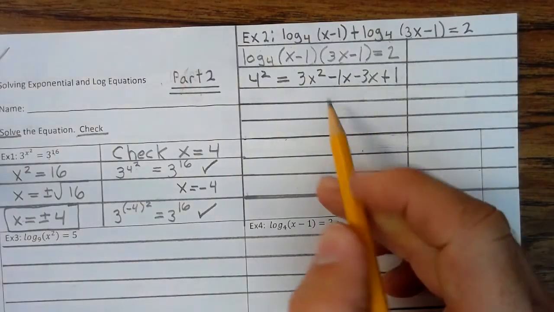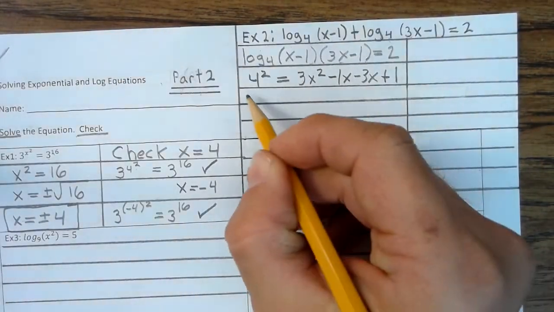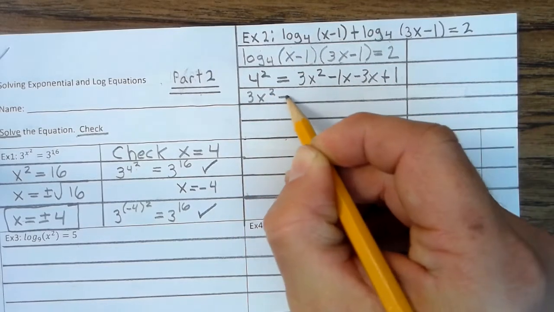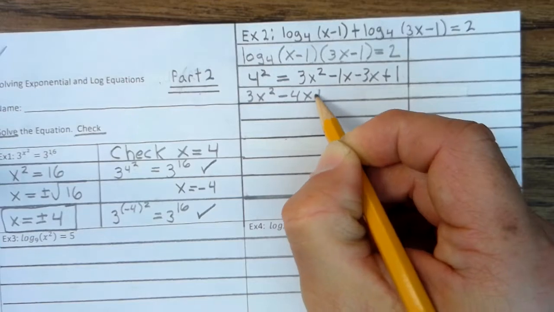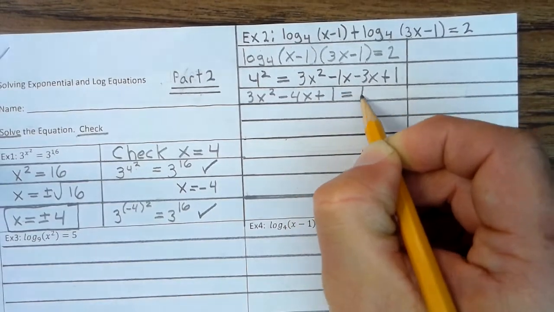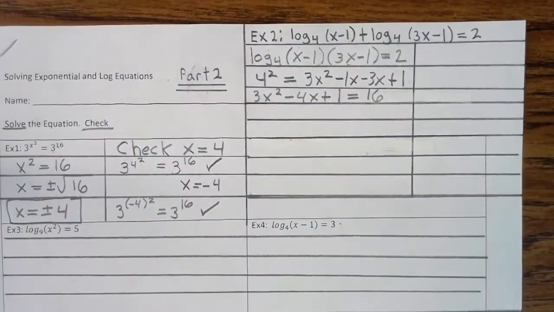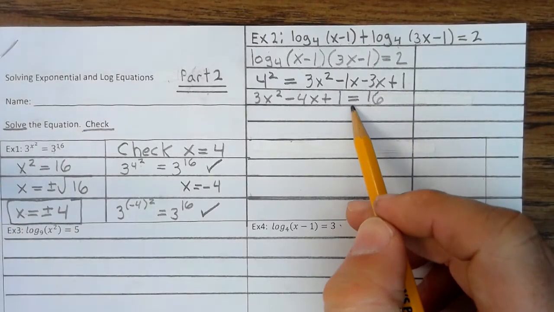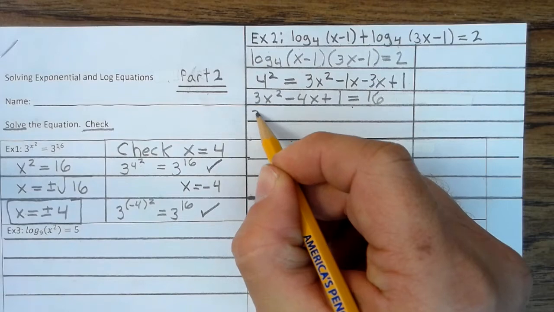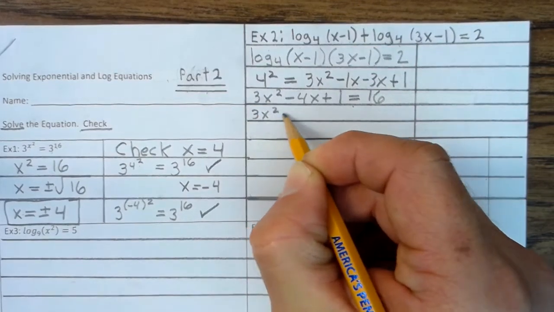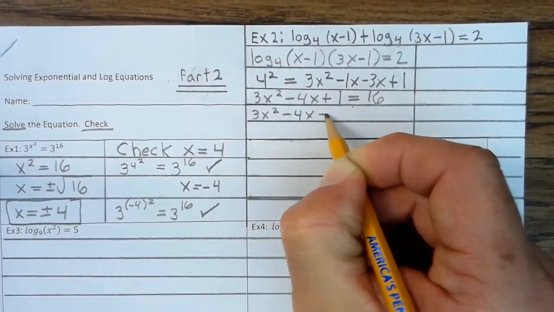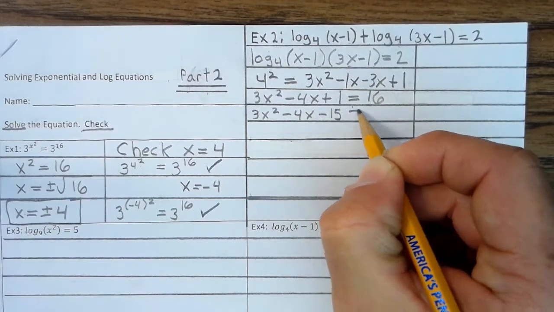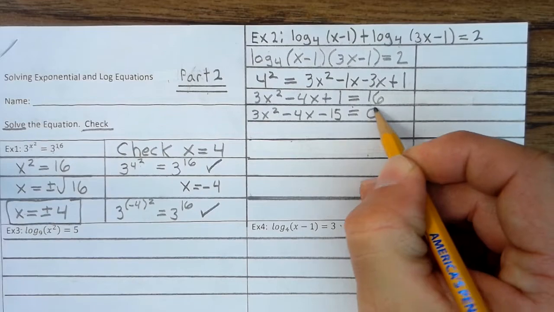So now let's rewrite this with the x squared on the left. So that's 3x squared. Combine terms, so that's negative 4x plus 1 equals 4 squared, which is 16. Okay? So now we need to subtract 16 from both sides. So then that's 3x squared minus 4x minus 15 equals 0.